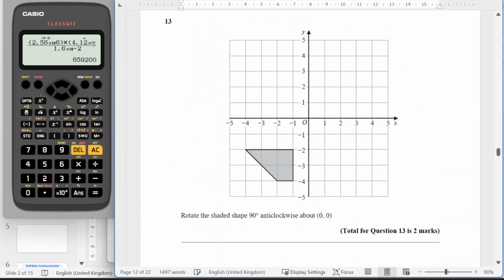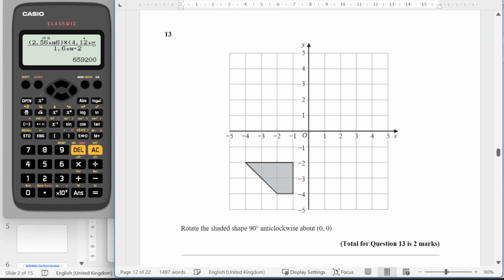Okay, question 13. Rotate the shape 90 degrees clockwise about the point 0, 0. So anti-clockwise, so I'm going to go, so that's the point, so I'm going that way. 90 degrees. So I'm going to look at this point here. That point, if it's rotated 90 degrees, would go there. And then from there, I can visualize the shape in my mind.